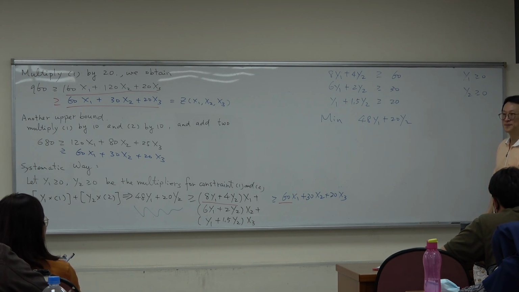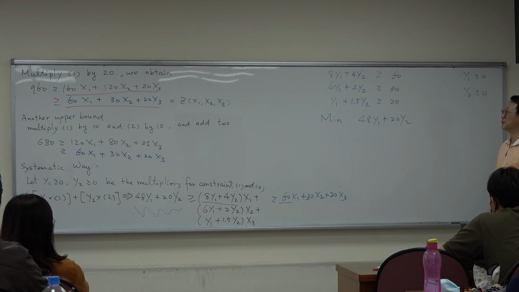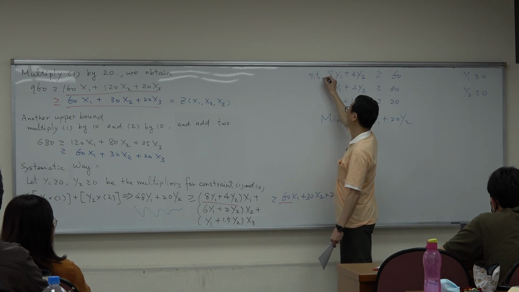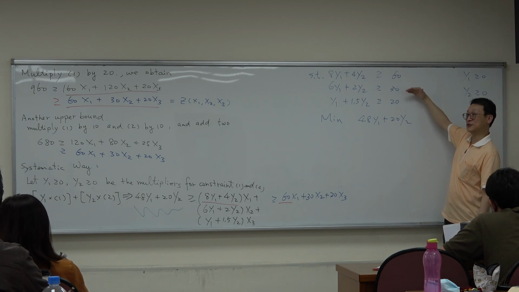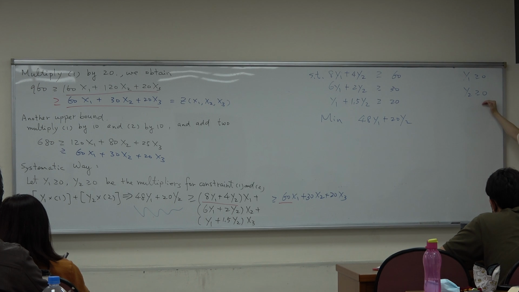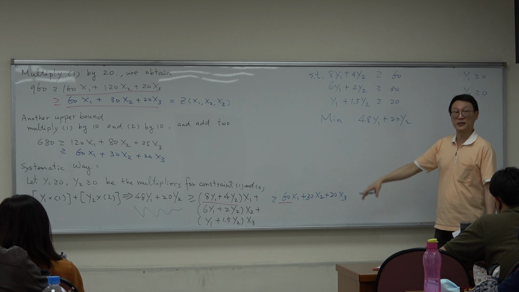Do you see something? When I say minimization, and you have these constraints, do you see something? We want to minimize this objective function. We have these three constraints, and we also have these variable constraints. So it becomes the dual problem. Originally I have a primal problem, the one before, which is maximization.